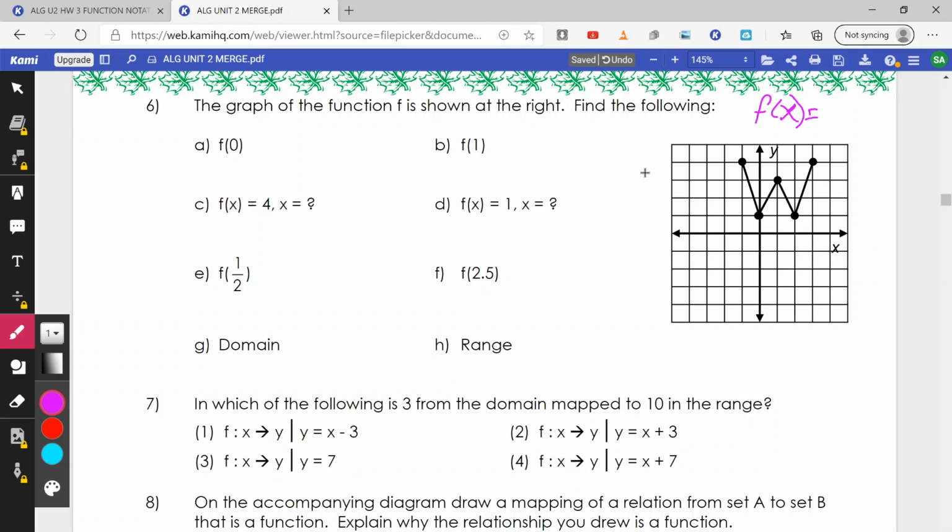So f of 0, I take a look. What got replaced from my parent equation? So again, equations start with f of x equals. Inside parentheses is 0. X is inside parentheses here as well. So we are going to figure out what is y when x is 0. So x is 0 right here at the origin, and I'm going to go up or down. And I see I hit this point right here, and I went up one spot, so my answer is 1.